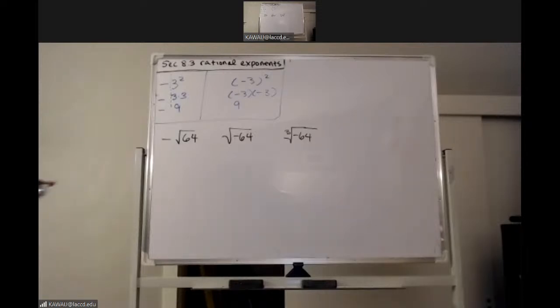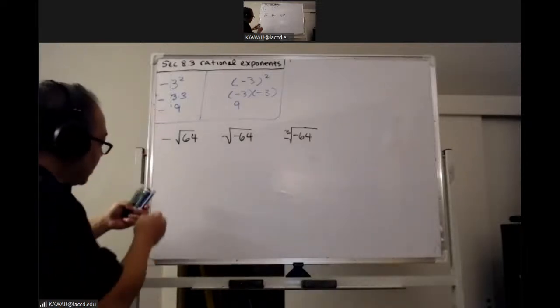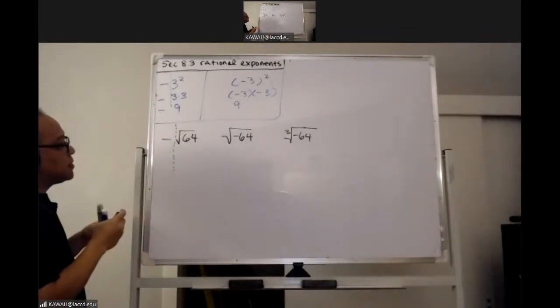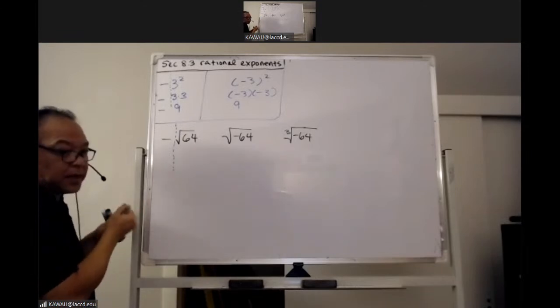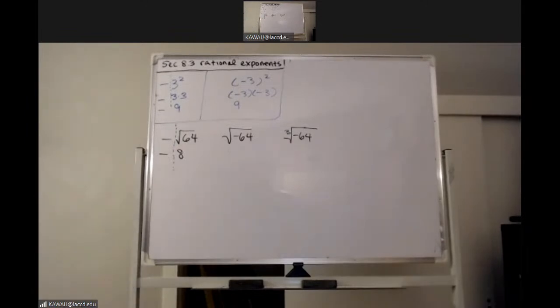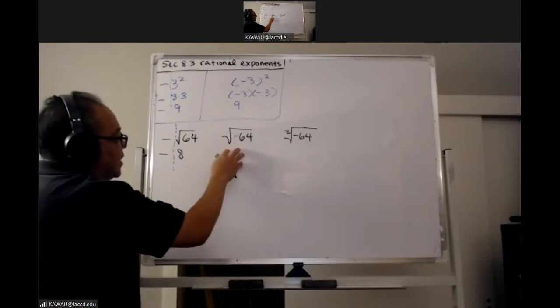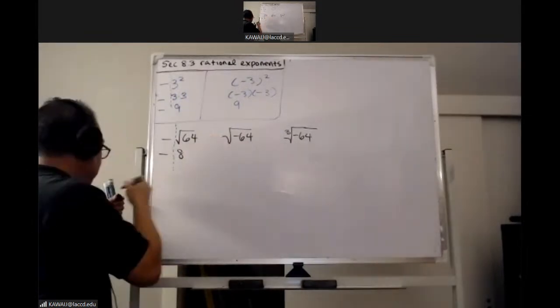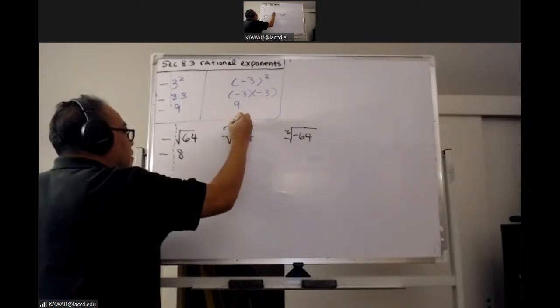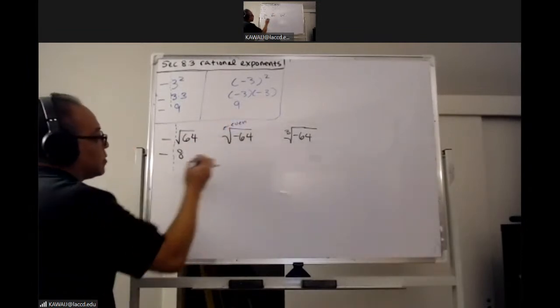Now, this one here is very much like that one there. That negative is on the outside. It's not really connected to that 64. So this should be a -8. Sorry. Now over here, because the inside is negative and because this is even, this is not a real number.